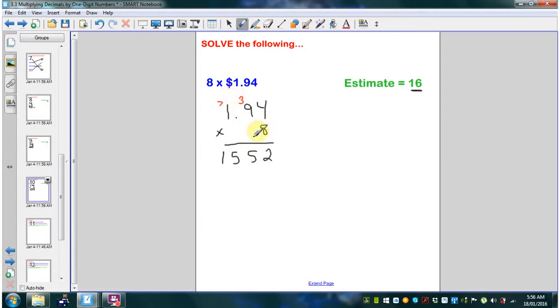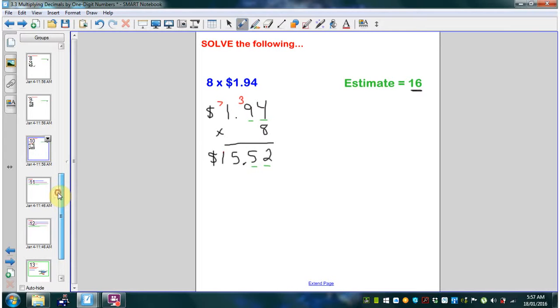Okay, no more digits to multiply here. We look at how many digits are after our decimal point. Here's our decimal. We have 1, 2. So we needed 2 decimals. Count 2 place values here, and then we can put our decimal point. So 1552, and this is a dollar question, so we can answer it with the dollar sign here. So $15.52. Is that close to 16? Yes, it is.